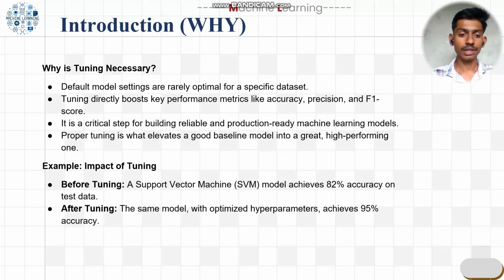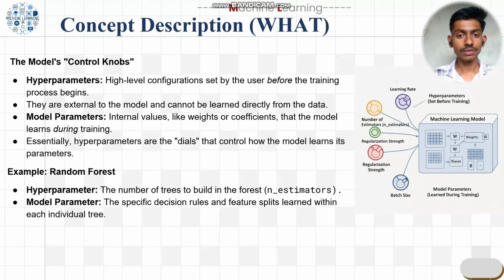Okay, so an example of the impact of tuning is, suppose a support vector machine achieves accuracy of 82% on test data, but upon using some optimized hyperparameters, it achieves accuracy of 95%. So that's the why of it. Let's get into what hyperparameters are.